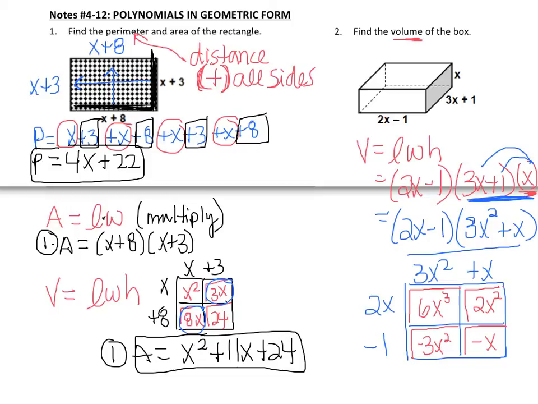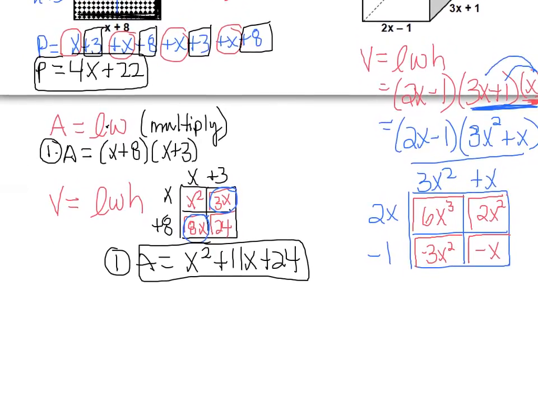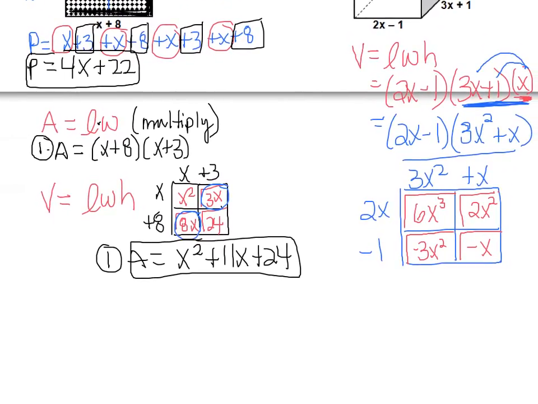I know this is getting messy, but let me see if I can move this up. There we go. So for the answer for the volume on this problem, we want to look for any terms that we can add together. We can add the negative 3x squared with the 2x squared, so our final answer will be 6x to the third, then minus 3x squared plus 2x squared will be a negative 1x squared. And then we have the minus x, because there's nothing that will get added to that. So here's our volume.